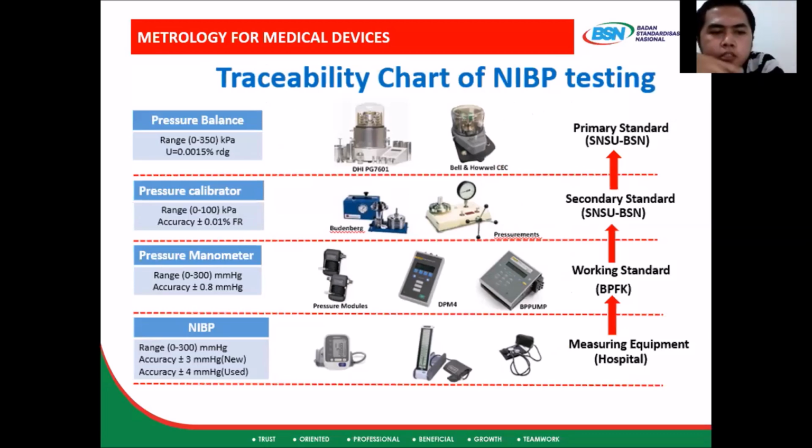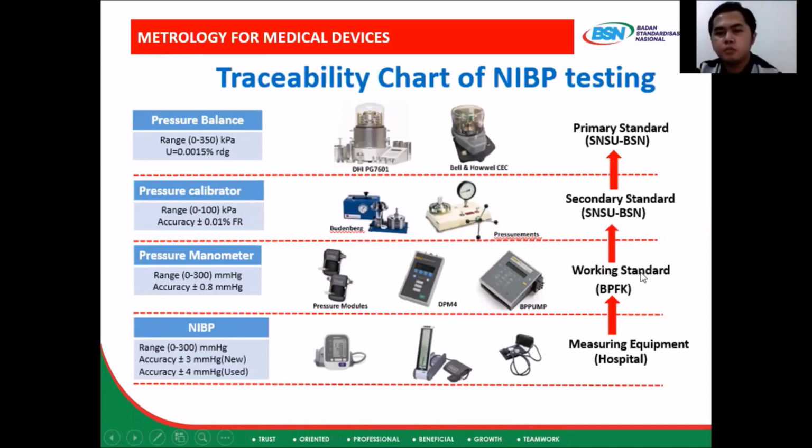our current condition, the traceability chart of NIBP testing in Indonesia. The NIBP with accuracy plus minus 3 millimeters of mercury for the new, and for the used one plus minus 4 millimeters of mercury, is calibrated using the pressure manometer. There are pressure modules, DPM4 and BP pump. And this DPM4 and BP pump is owned by the BPFK.